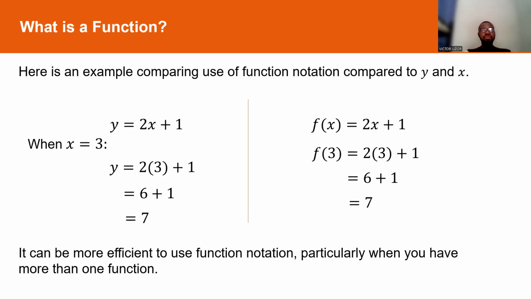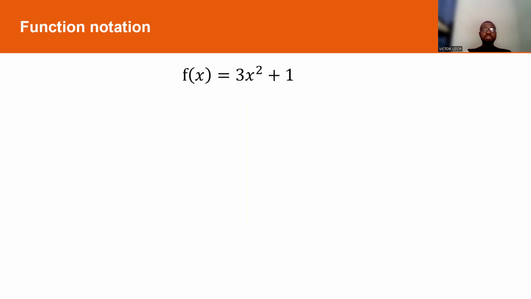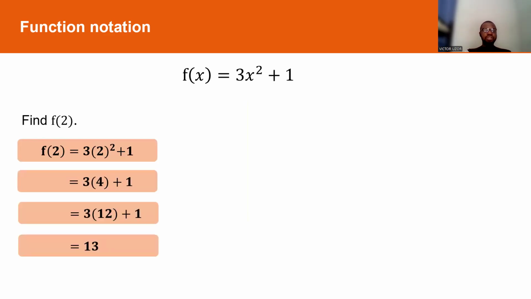So it can be more efficient to use the function notation instead of using diagram, but using function notation to write it. So you have something like this, f of x. F of x meaning when x is inputted in this, it is going to give you what y is. So when you have f of 2, when you put 2 where x is, it should be able to give you 13. So you can also say that f of x is also equivalent to y.